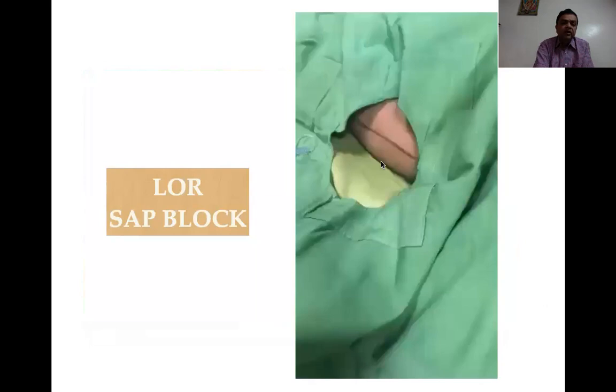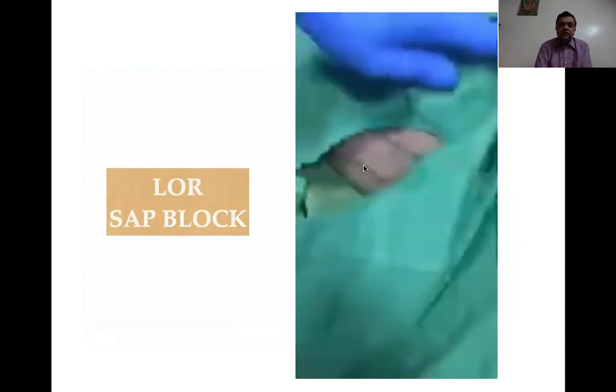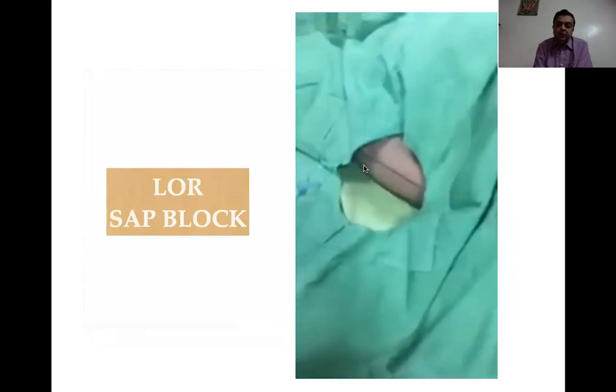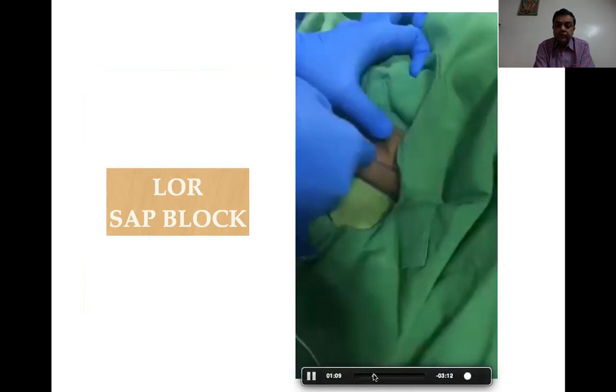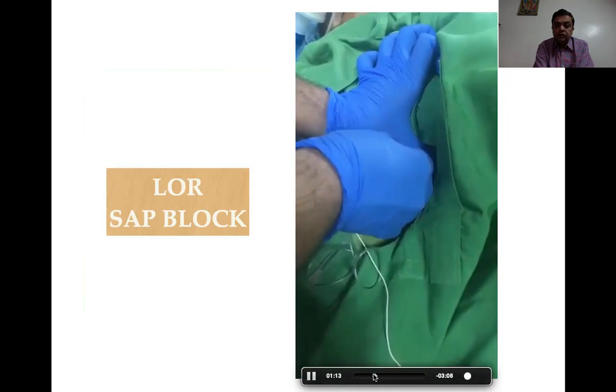SAP block, again, it is a very easy block. Draw the posterior axillary line, hit the fifth or sixth rib and inject the drug. It is as simple as that. So this is the mid to posterior axillary line. Then I will hit the rib. This is a very obese patient, so I'm locating the rib. You have to be careful to locate the rib.